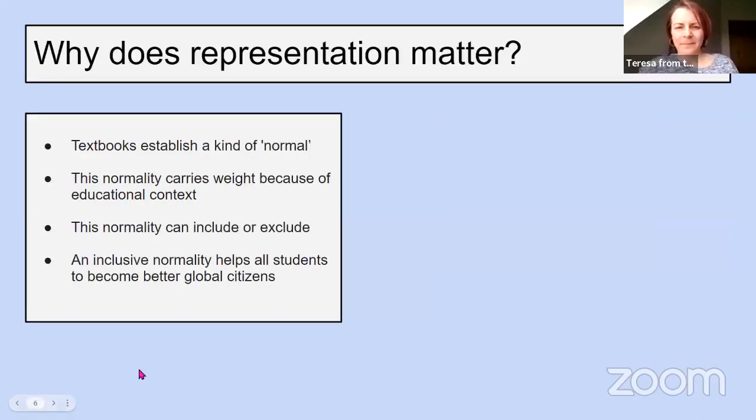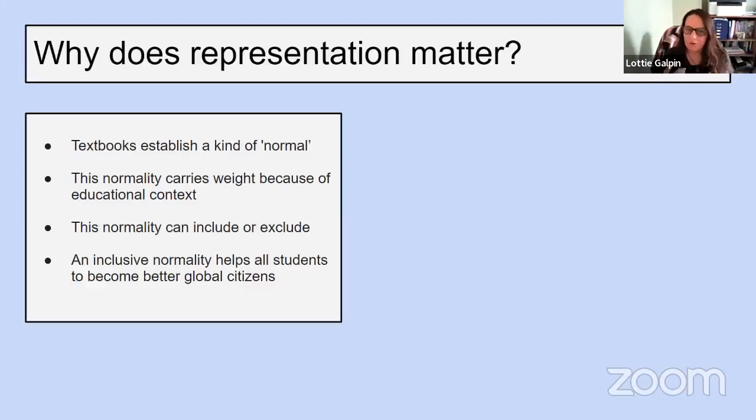So if we think about inclusive materials in general, I want to think about what a textbook or what educational materials mean to a student. When we're giving a student a textbook, there's a sort of authority to it because it comes from an educational context, whether that be a handout we give them as teachers, or a textbook that we create as editors and writers. There's an authority to it because it's coming from teachers, from the school.